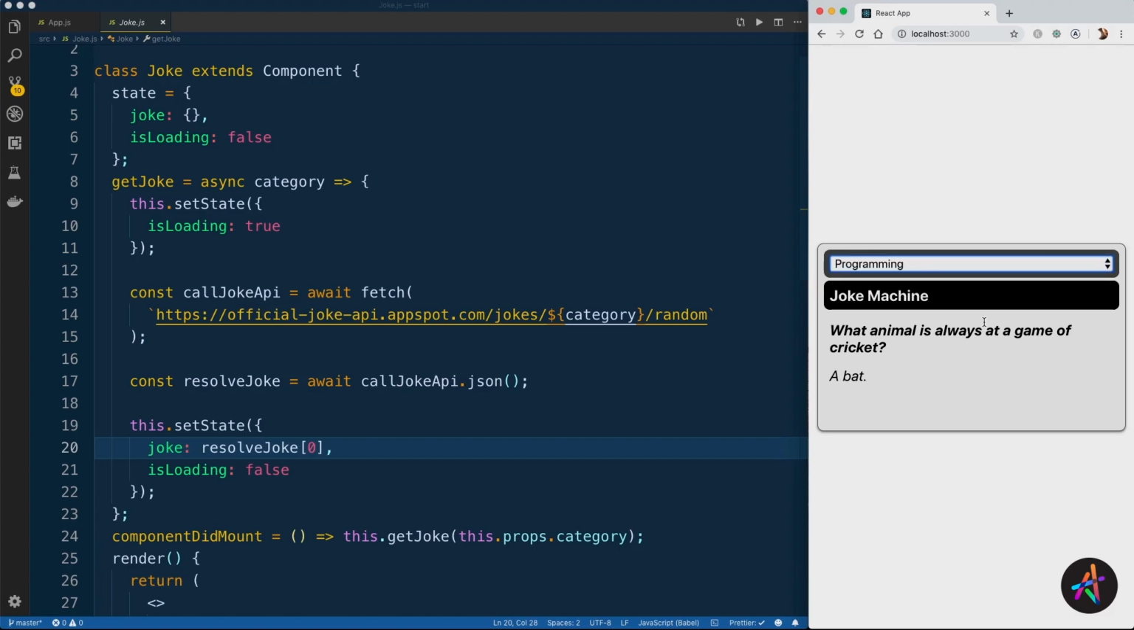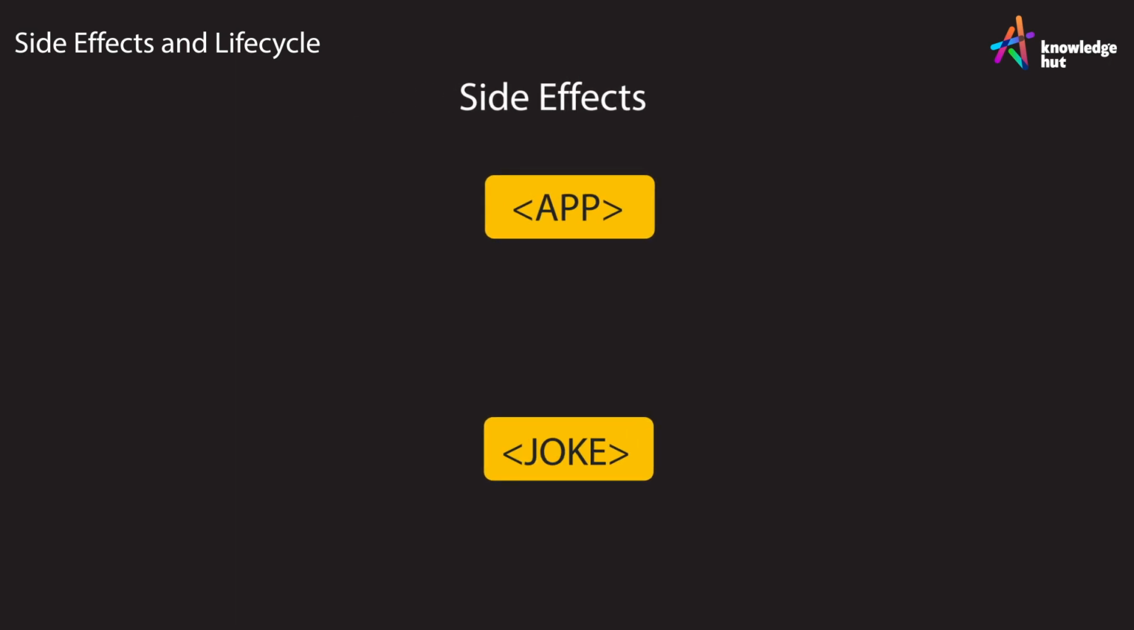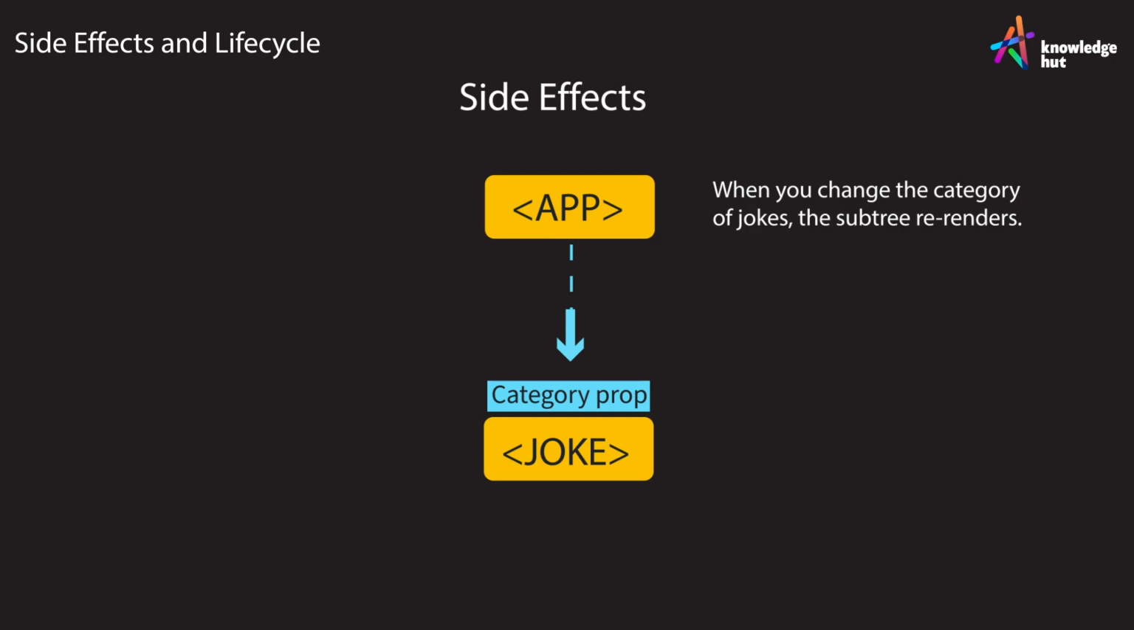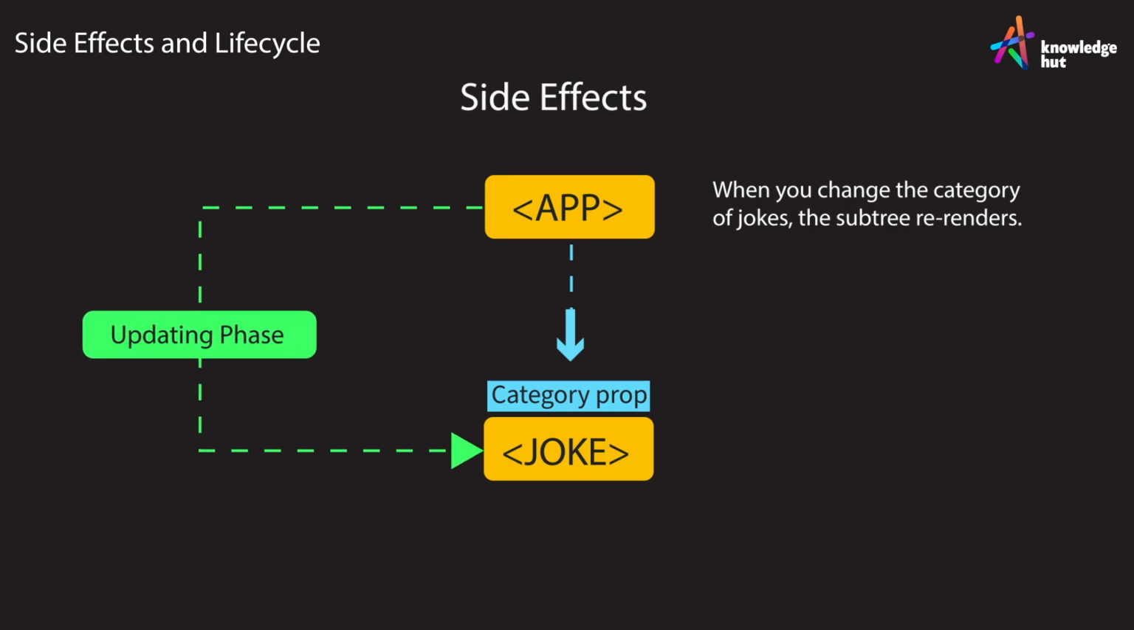You'll notice that nothing happens when I change the category. In fact, behind the scenes, whenever I change the category and the category state variable in the app component is changed, the app component re-renders, causing the joke component to re-render as well. What is important to understand here is that this re-render occurs as part of the updating phase and not the mounting phase, because the component is already in the DOM and mounted.